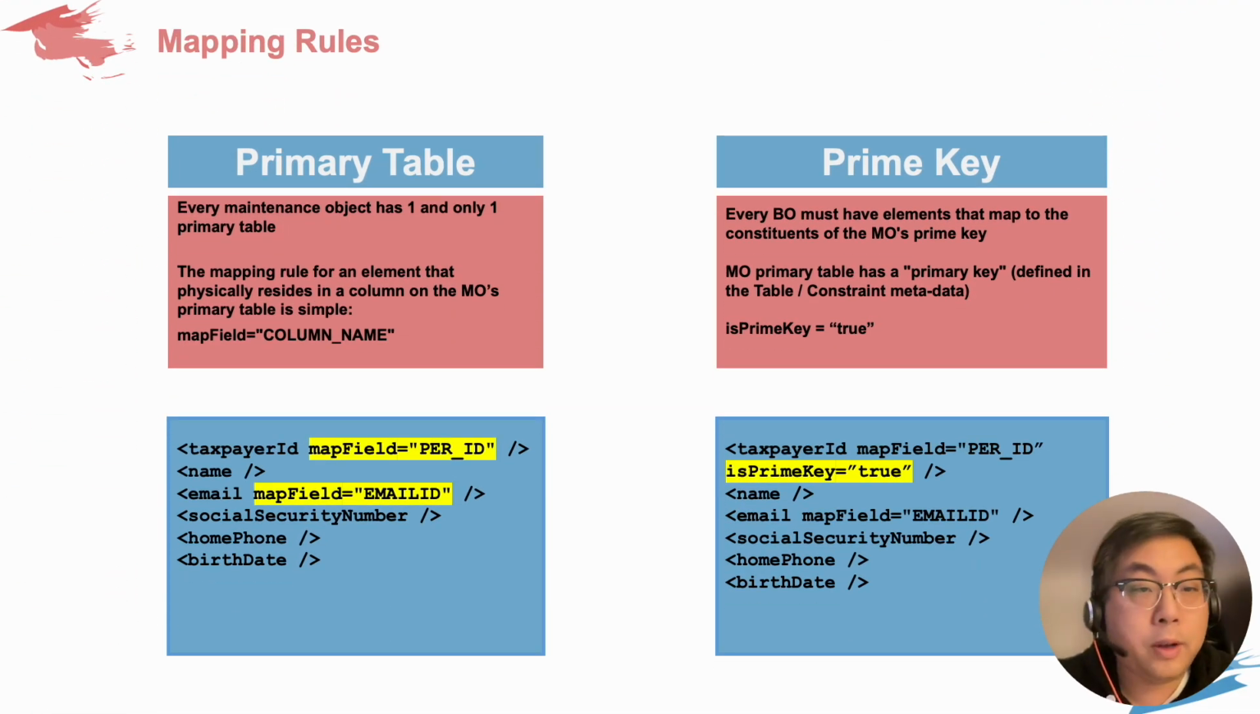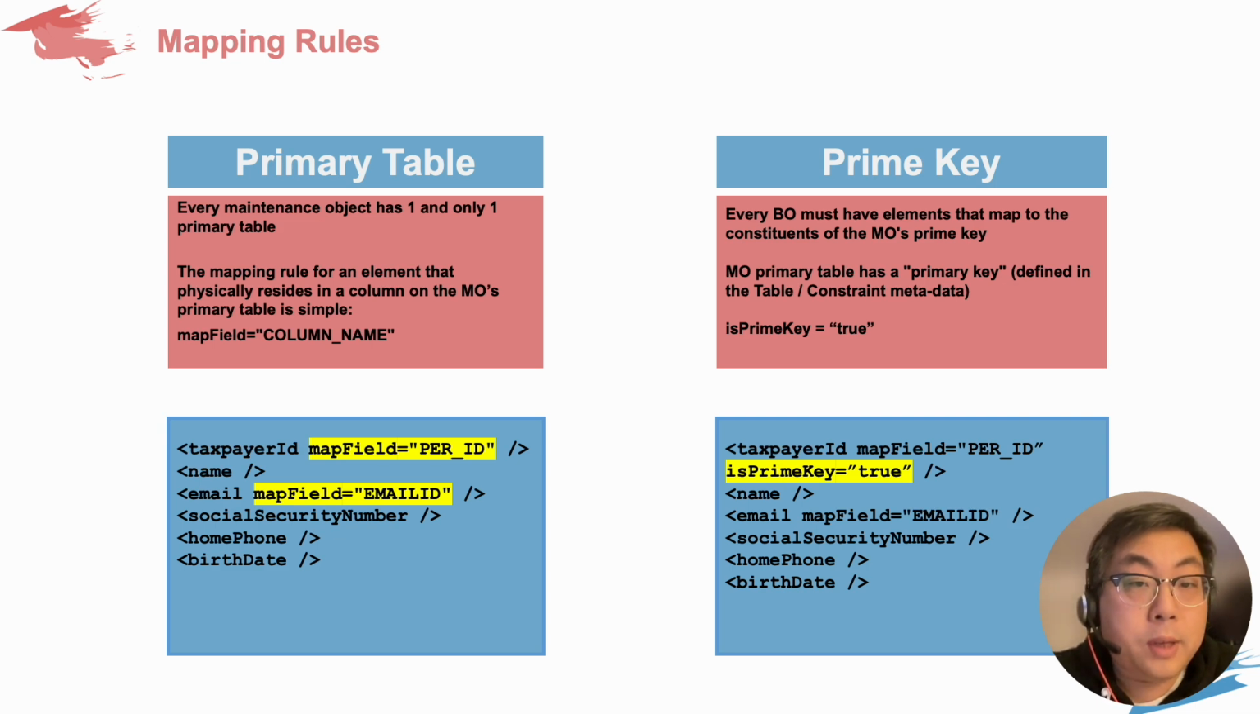Okay, so for each of the maintenance object, it has one and only one primary table, and the mapping rule for the elements in BO to map to the columns on the primary table is using map field. Over here you can see the taxpayer ID is actually mapped to the per ID, which is a column on the primary table of looks like a person MO.